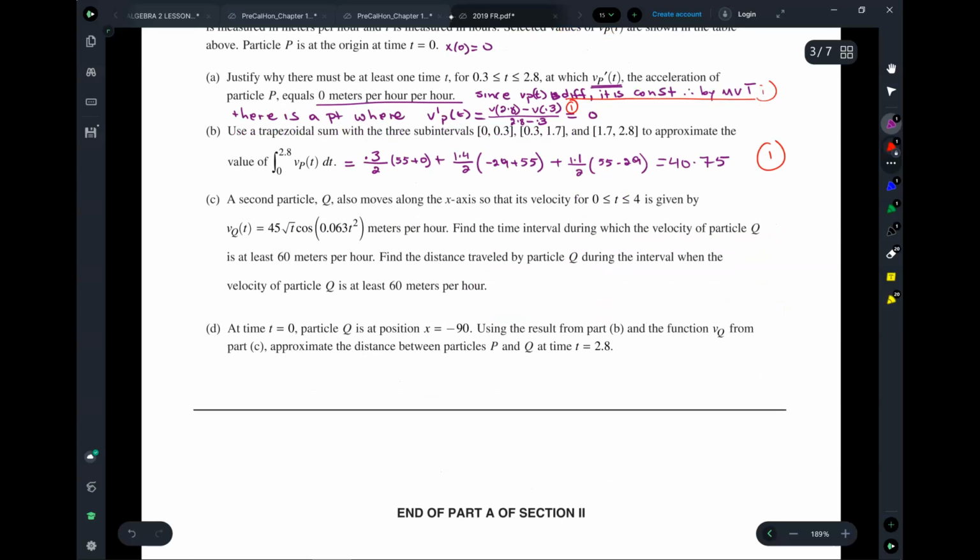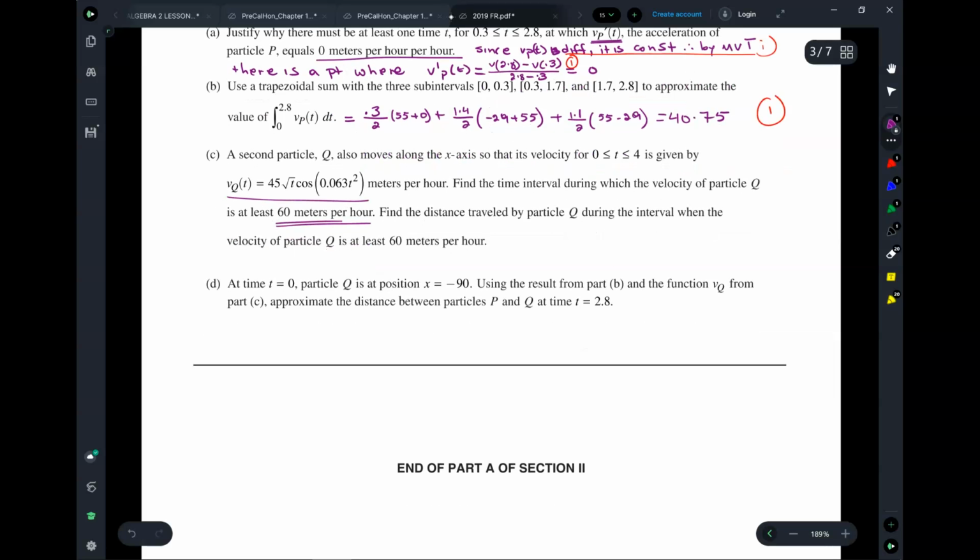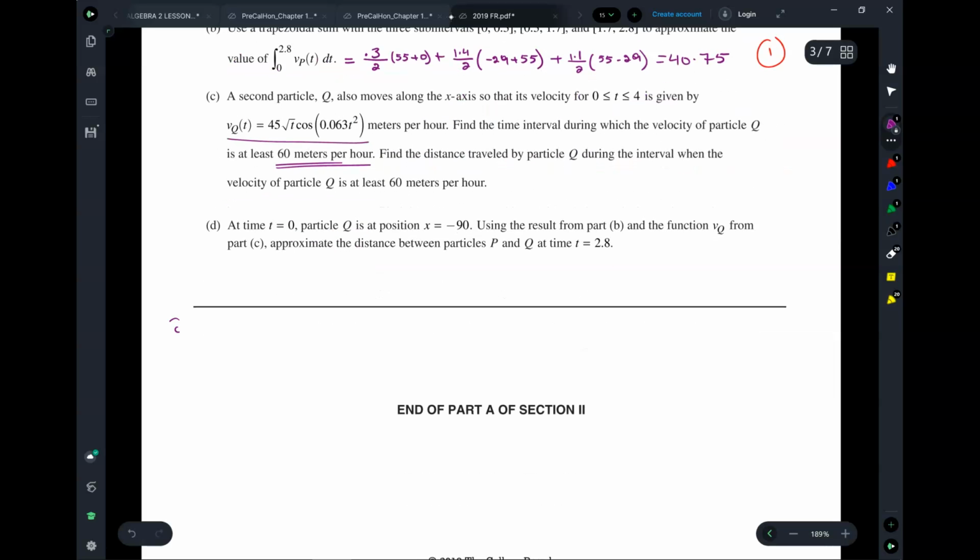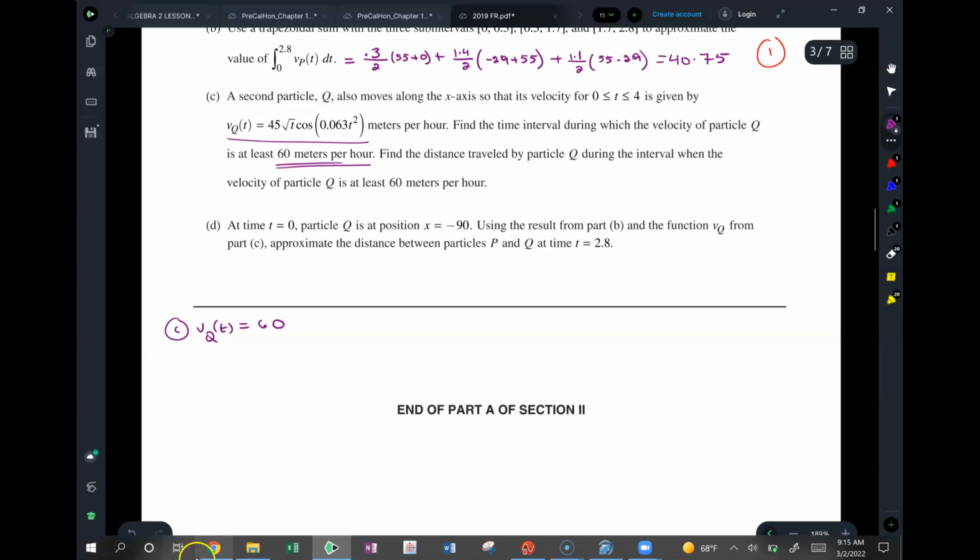A second particle Q also moves along the x-axis so that the velocity is given by v Q now. Find the time interval during which the velocity of the particle Q is at least 60 meters per hour. Then find the distance traveled by the particle in that interval. So first you want the velocity to be 60 miles an hour. So go ahead and plug that into your calculator. You want v Q of t to equal 60 miles an hour. So let's quickly plug that in.